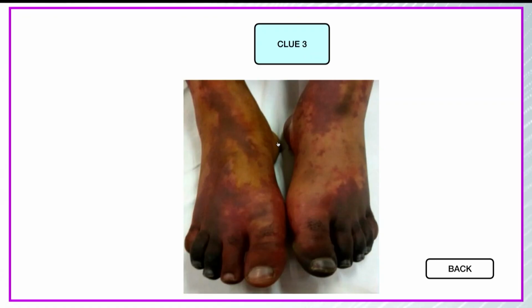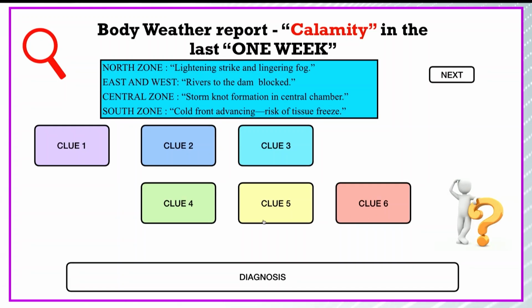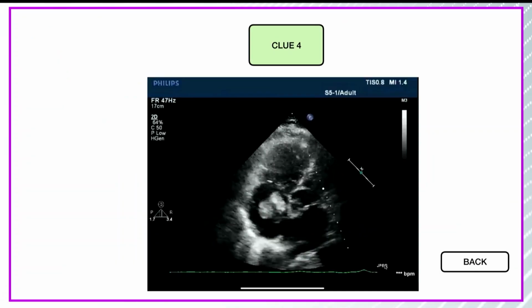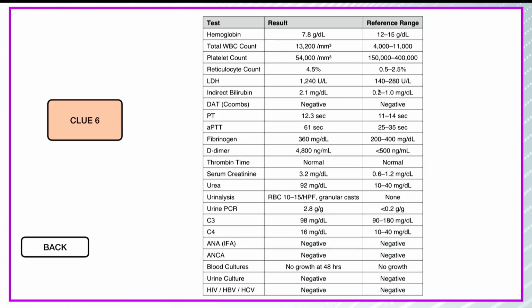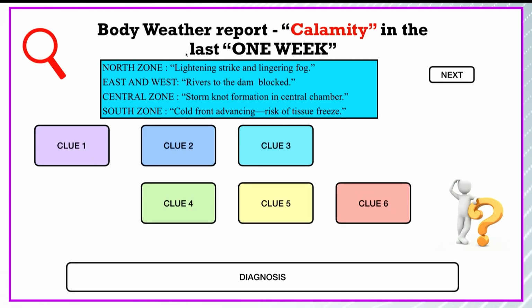Catastrophic antiphospholipid syndrome. So clue 3 was gangrene, clue 4 is thrombus in the heart, clue 5 is a stroke, and this is histiocytes, and clue 6 is the investigations, showing TMA. It's a body weather report. So the calamity in the first week. CAPS occurs in the first week. More than two organs involved in the first week. That is the important thing in CAPS.